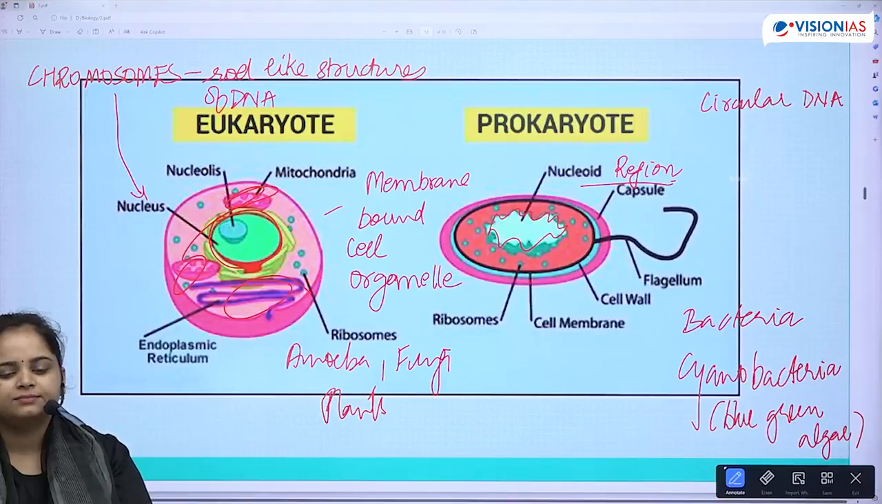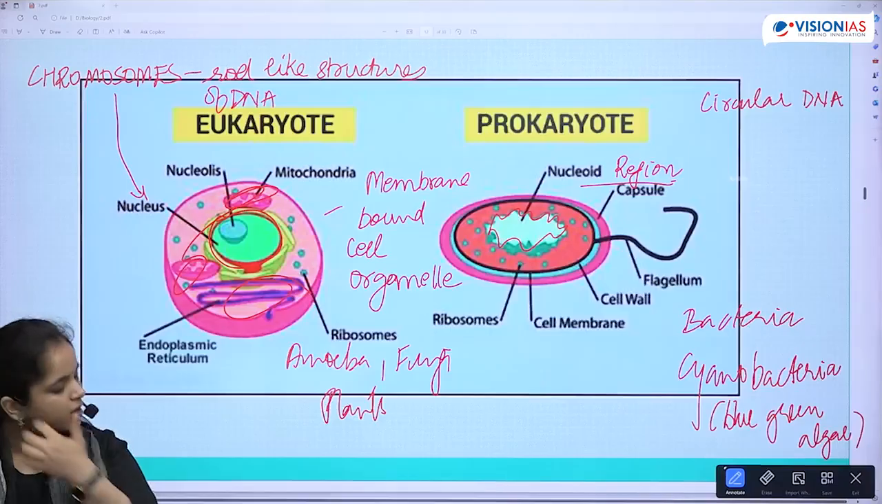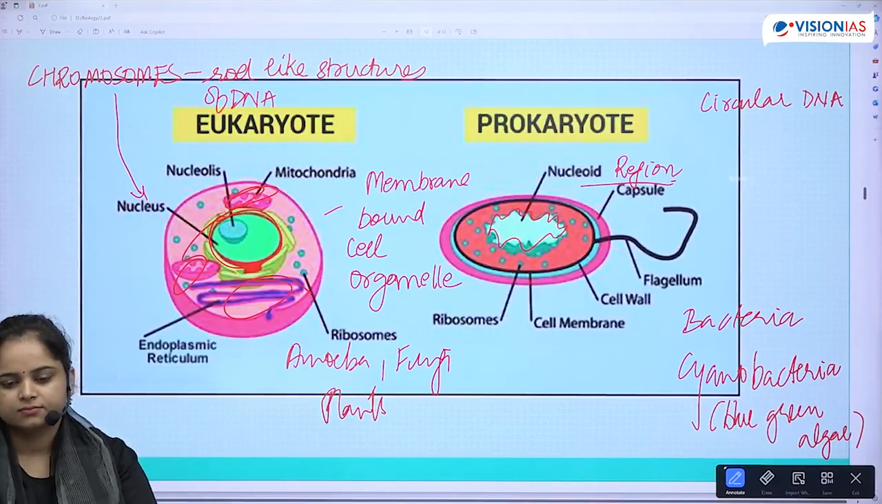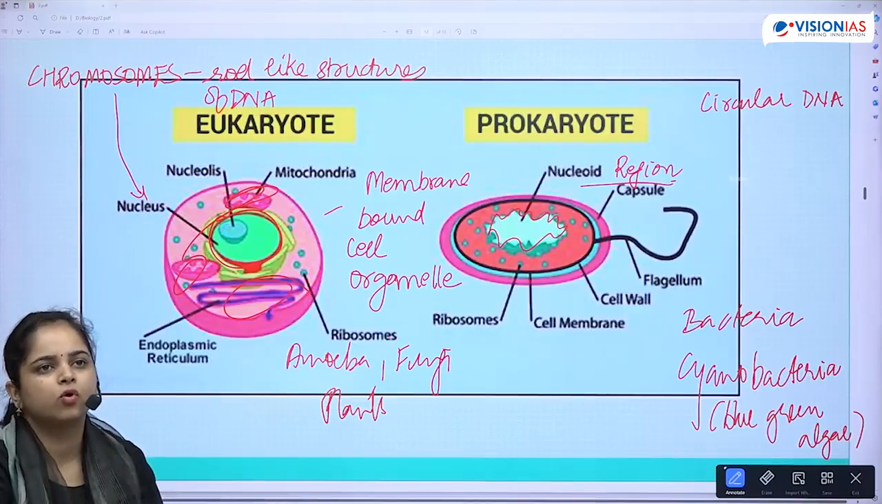The genetic material, DNA, is in the form of rod-like structures called chromosomes. And then you can write examples: amoeba, fungi, plants, animals. They are all eukaryotes.